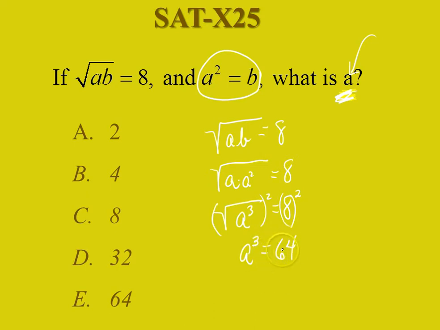Now we have A cubed equals 64, so we can just think, what number times itself 3 times is 64, or we could actually go to our calculator and take the cube root of 64. Either way, we'll come up with the value of 4 for A, which is choice B.